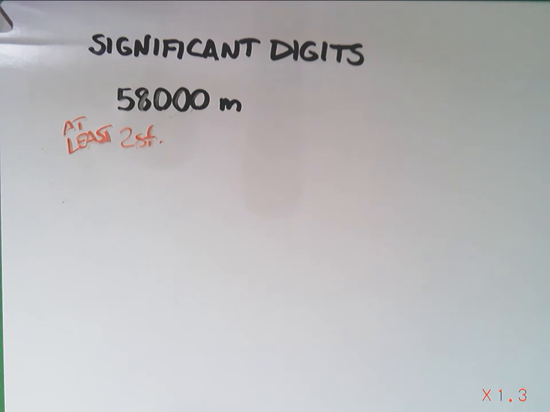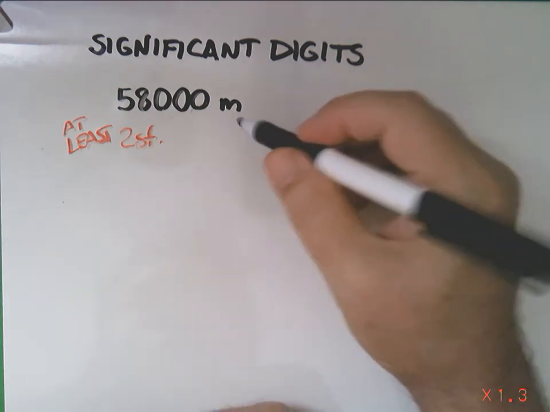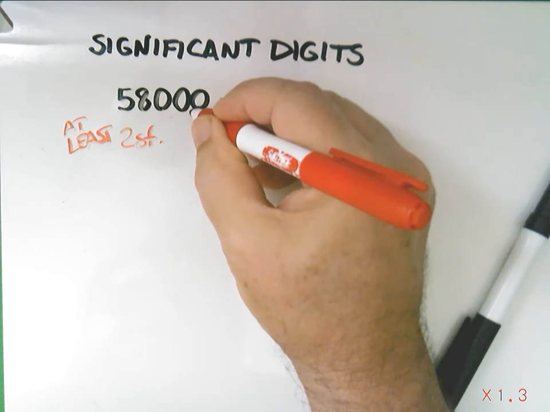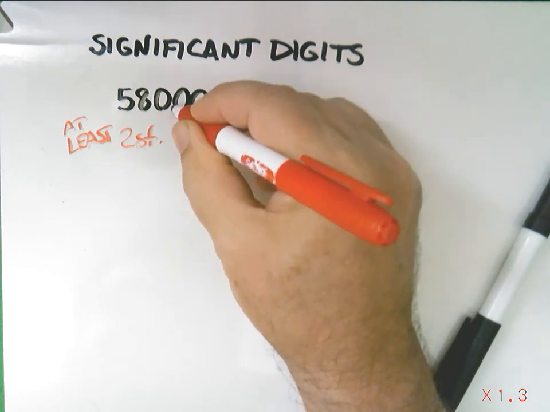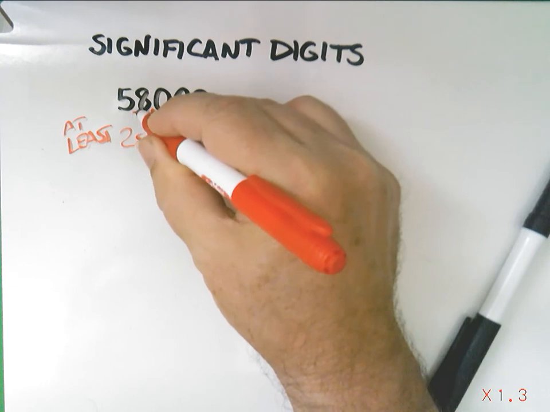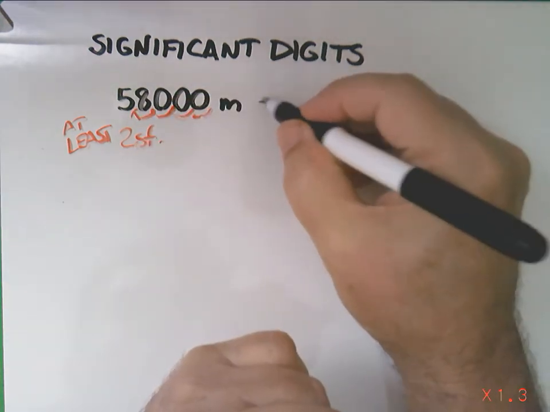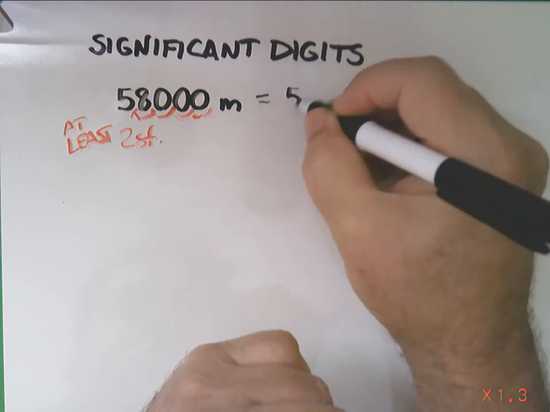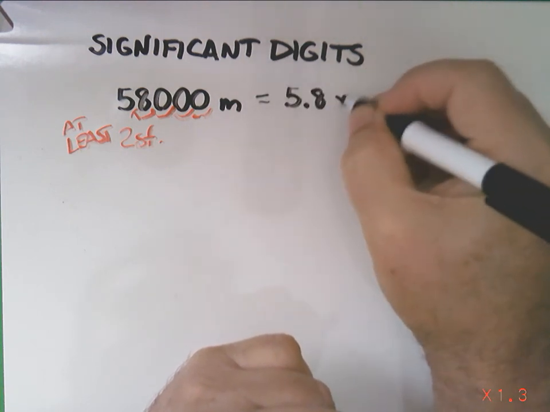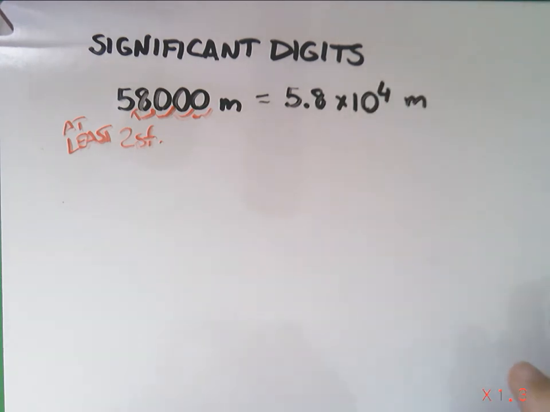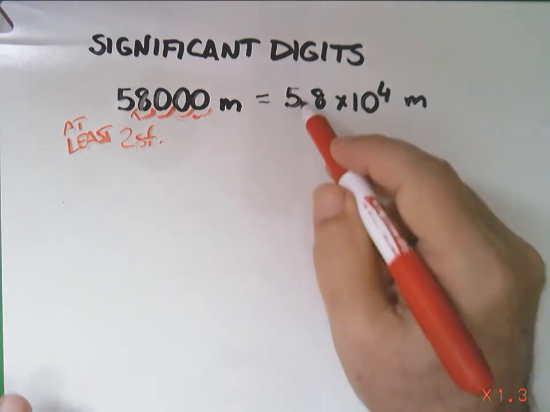Now, I can do better than that if I turn this into scientific notation. All I've got to do is bump the decimal point over: 1, 2, 3, 4 places. So that's going to be equal to 5.8 times 10 to the 4 meters. Now, I am showing unambiguously that I have got two figures there.